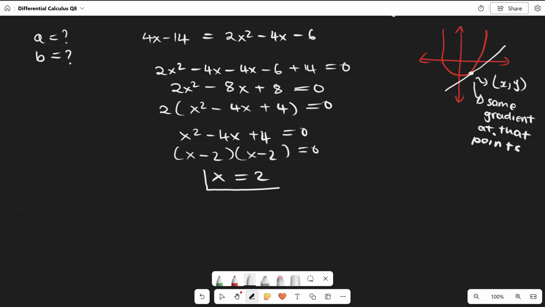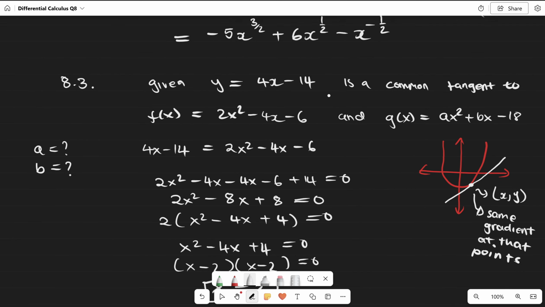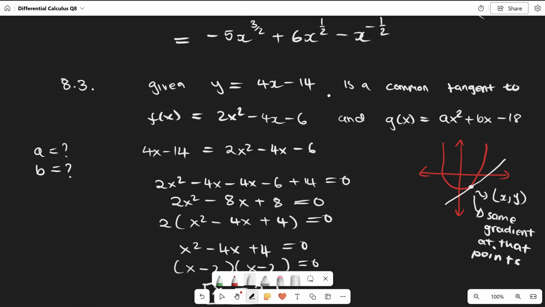So that is our x value, that is the x value that this tangent line and this function share, right? The tangent line, this one, and this function share, right? But we also know that they also share it with g.